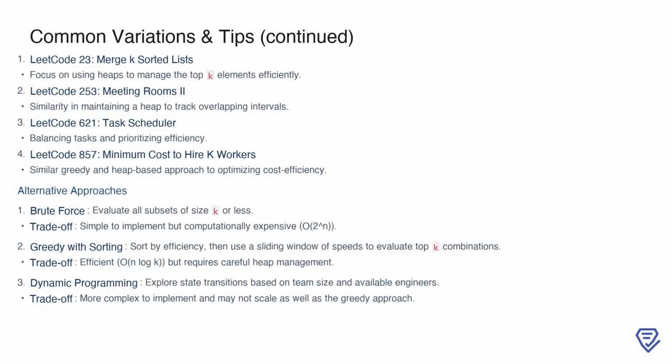When considering alternative approaches, brute force is one option. It evaluates all subsets of size k or less but is computationally expensive, with a time complexity of O(2^n). A more efficient method is the greedy approach, where you sort by efficiency and use a sliding window of speeds to evaluate the top k combinations. This approach has a time complexity of O(n log k), but requires careful heap management. Finally, dynamic programming is another option, exploring state transitions based on team size and available engineers. However, it is more complex to implement and may not scale as well as the greedy method in practice.